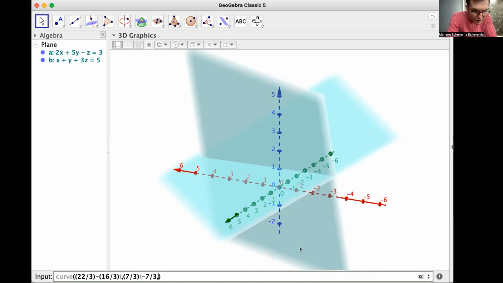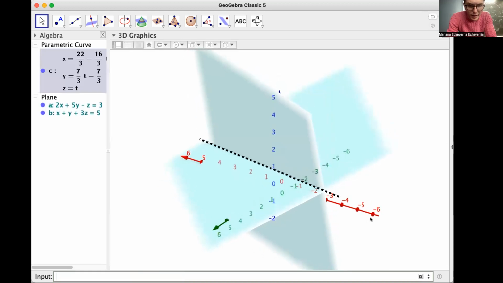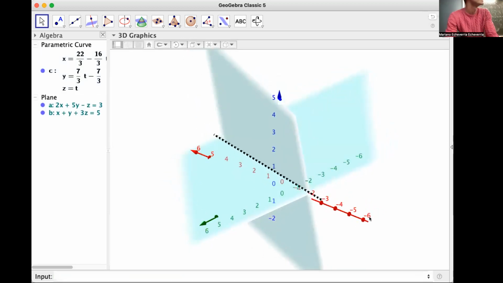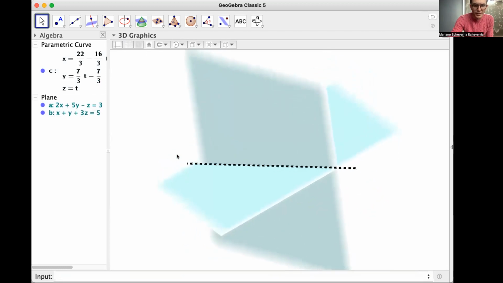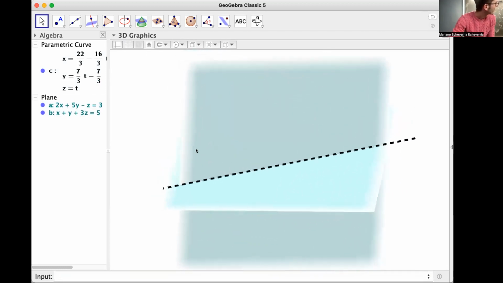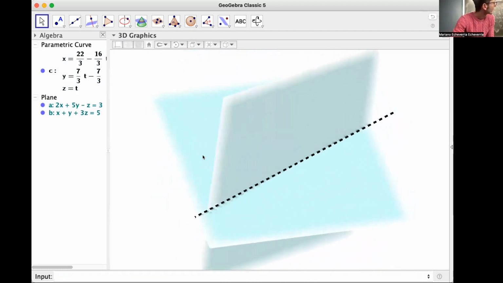Sorry, the second entry, and the third entry was z, but now z is being called t. So you call this t, and then t goes from say -5 to 5 to just give you an idea. And now you see the line, right? Let me rotate this a little bit so I can hide this. Now it looks a little bit better, right? So you see the line of intersection between those two planes.